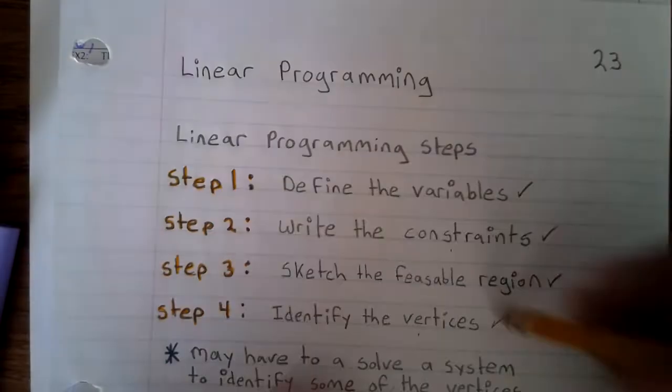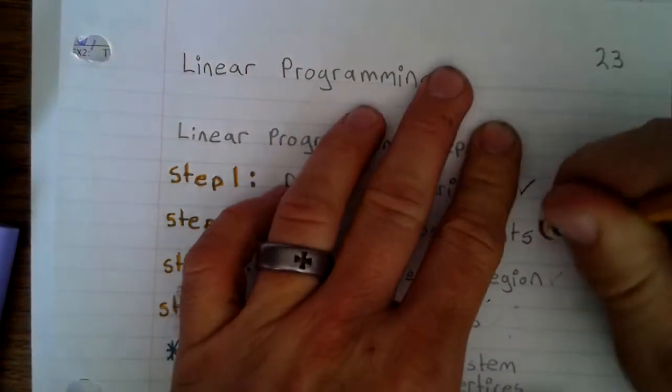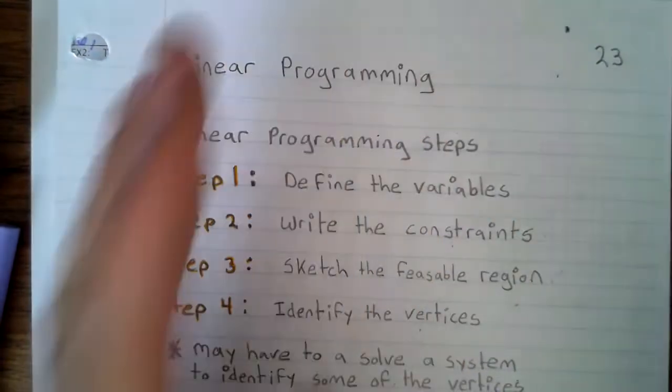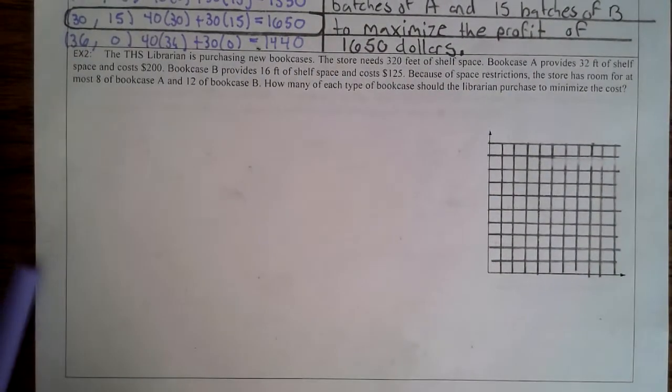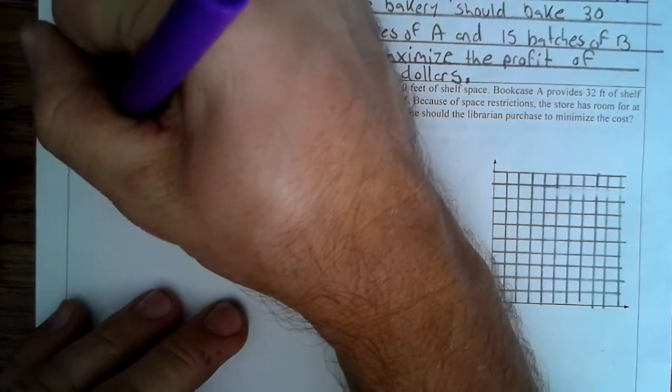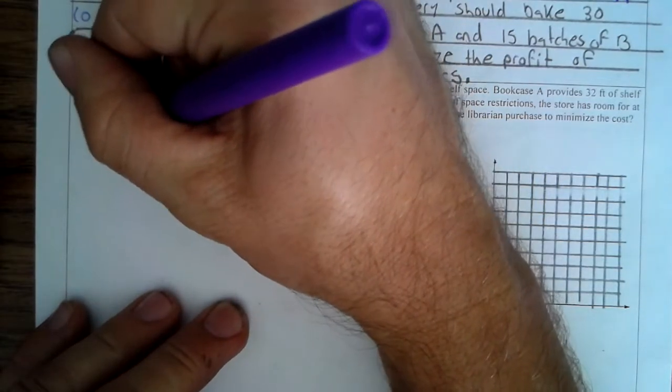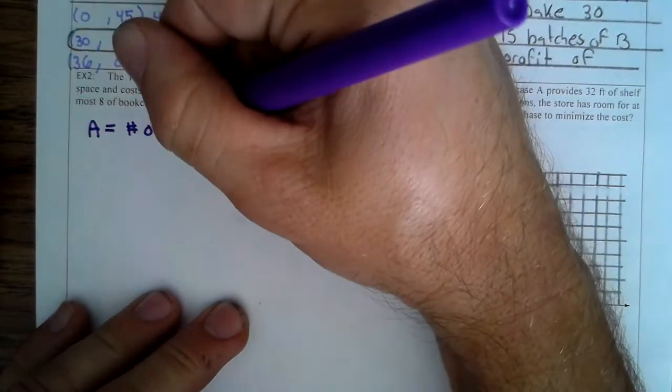All right, so let's come back to this. So the first thing we do is define the variable, okay? So A is the number of bookcase A.